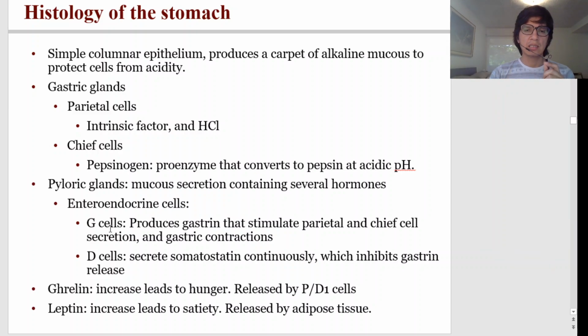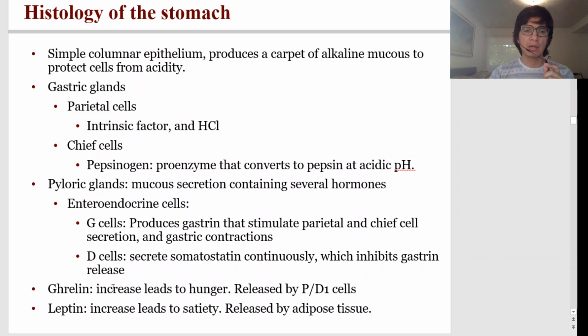Within the pyloric glands, you will also observe enteroendocrine cells: G cells that secrete gastrin, which stimulates parietal and chief cells and also increases gastric contractions, which are part of the mechanical processing. You also have D cells, which continuously secrete somatostatin, which inhibits the release of gastrin. Basically, it inhibits digestive functions.